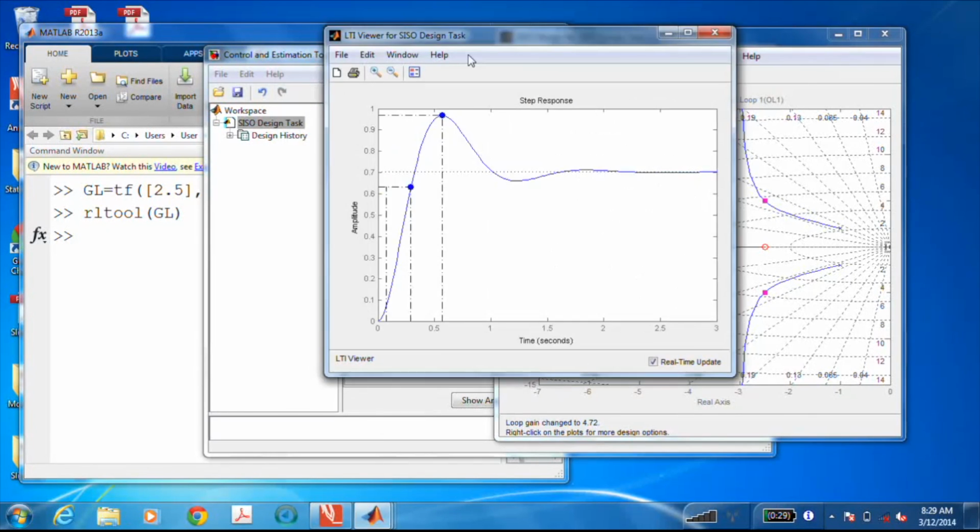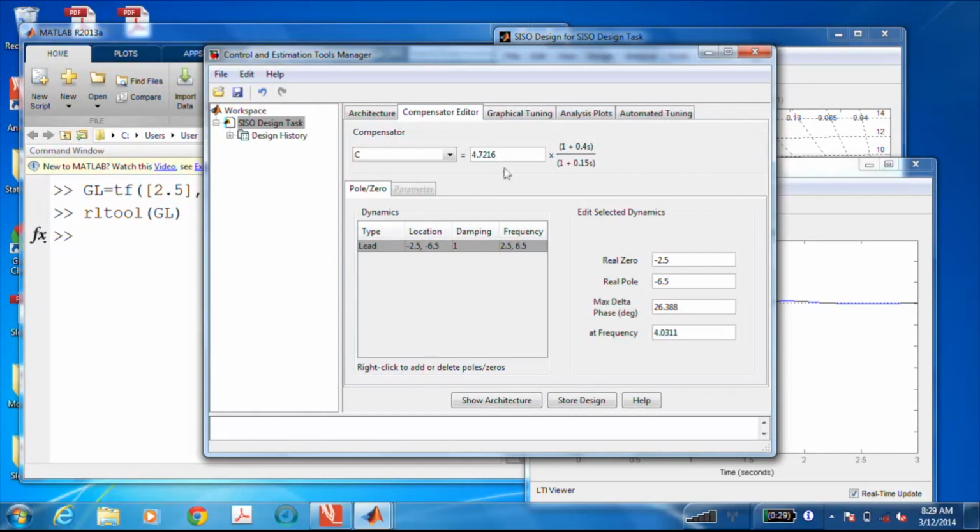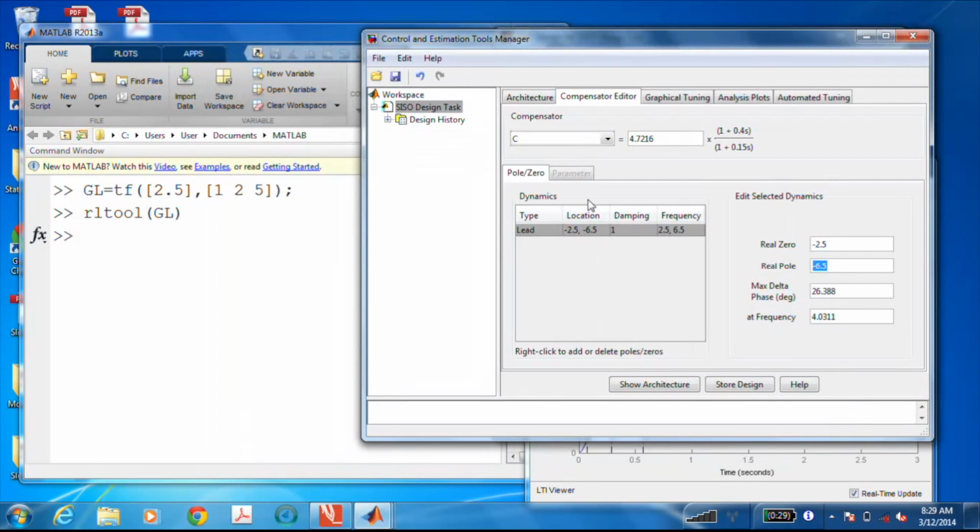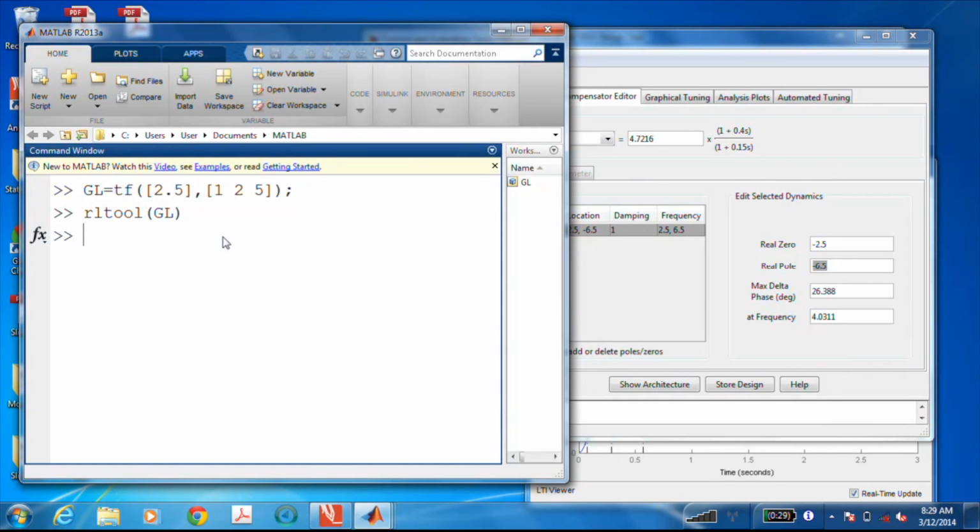Now the last thing that we're going to do is just take a peek at the gain that this rltool came up with. It's 4.7, but we had 12.3. And why is that? It's because the compensator form is a little bit different. They've actually divided through by this 2.5 and 6.5. So if we want to do a quick comparison to our gain, we could take 4.72 and multiply it by 6.5 and divide it by 2.5. And we get roughly 12.3, which is what we calculated.